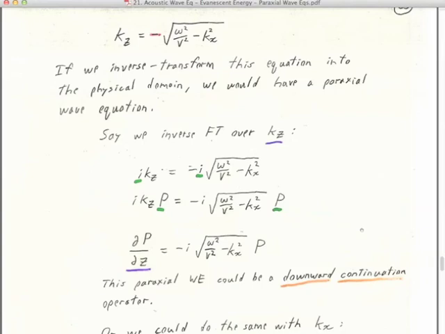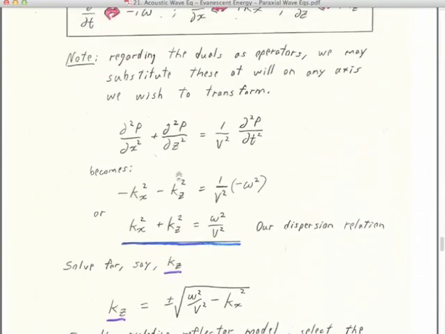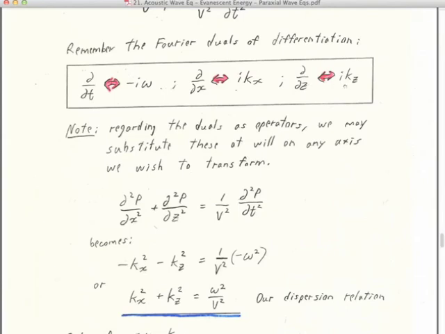We can inverse transform this dispersion relation into the physical domain. And if we can do that, we have a paraxial wave equation. So let's say we inverse Fourier transform over kz. We have the dispersion relationship here: kz is equal to minus the square root of omega squared over v squared minus kx squared. We multiply both sides by i. We multiply both sides by the wave field, same wave field, so we can do that. Isn't that magic? That whole complicated wave field, we just bring in like that. And now you can see that this is i kz times p, that's dp dz.